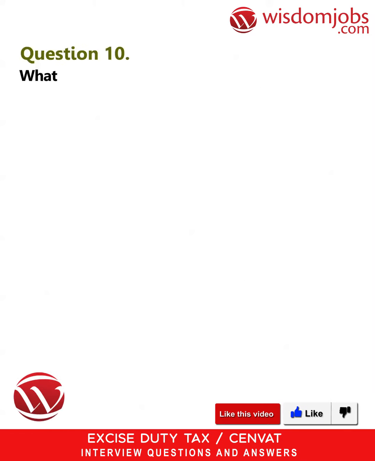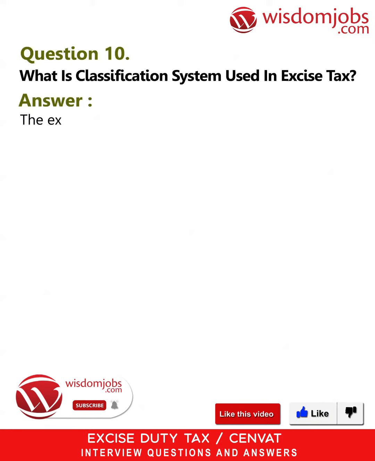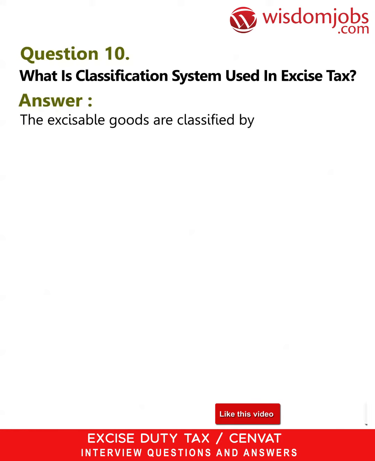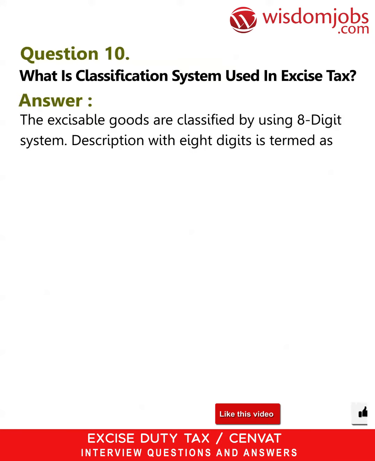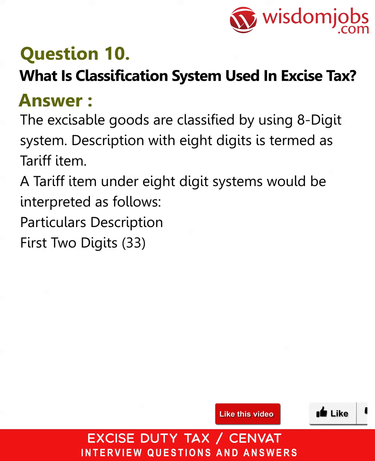Question 10. What is the classification system used in excise tax? Answer. The excisable goods are classified by using an 8-digit system. Description with 8 digits is termed as tariff item. A tariff item under the 8-digit system would be interpreted as follows. Particulars, description: first 2 digits, 33, refers to chapter number.